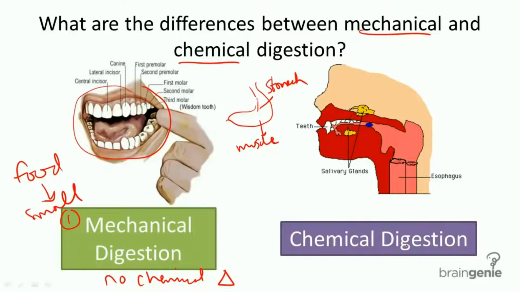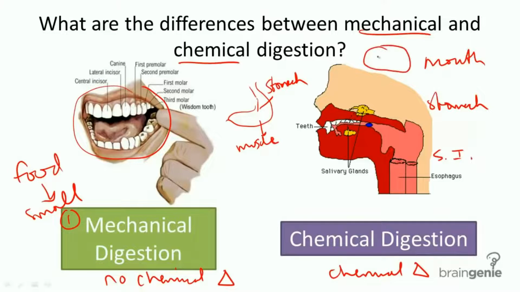The next type of digestion takes place in the mouth, stomach, and small intestine, and this is chemical digestion. Chemical digestion involves chemical changes of food. Even before you start eating, your brain signals for the release of certain enzymes in the mouth, and this starts the process of chemical digestion. An enzyme known as salivary amylase will break down carbohydrates into simple sugars called monosaccharides. That's the first step of chemical digestion, in the mouth, with carbohydrates.